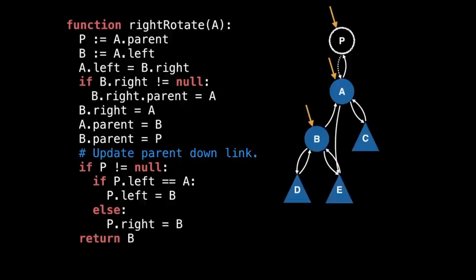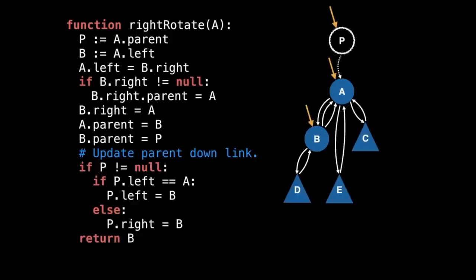However, it would be a mistake to assume B's right subtree is not null. We actually have to check against this before setting B's right child's parent to reference A. Next, let's make A the right subtree of B, so set B's right pointer to reference A. Now make A's parent pointer reference B.